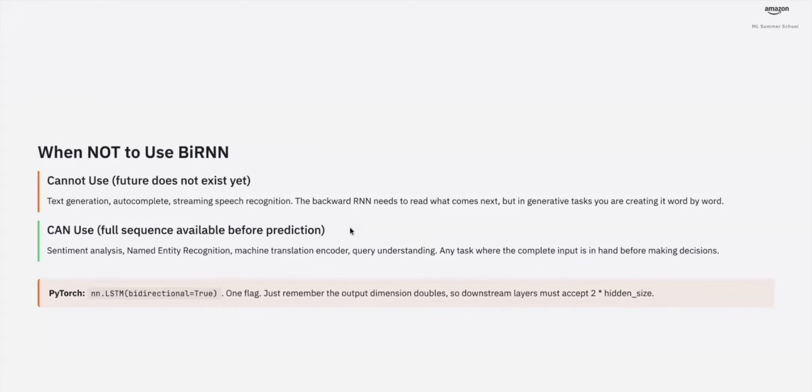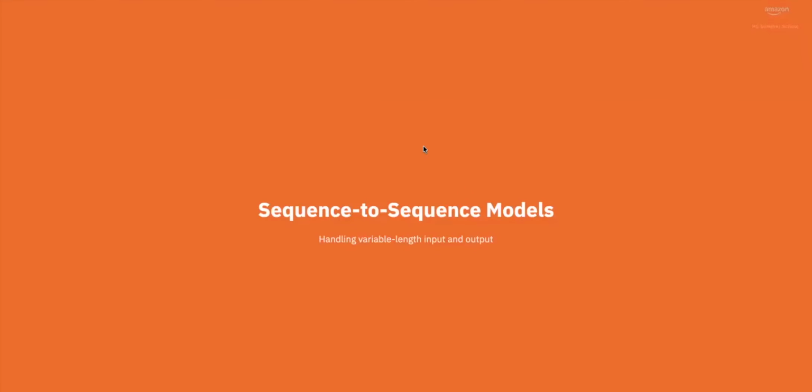So notice something I slipped in on the last slide. I mentioned machine translation encoder as one of the good use cases for bidirectional RNN. The encoder reads the full source sentence bidirectionally, gets full context, great, but I never said anything about what happens after that. How you actually go from understanding the input to generating the output. This is a completely separate problem, and it is what we are covering now.